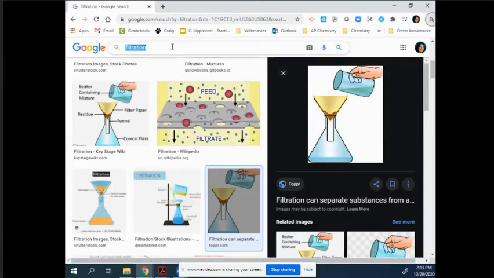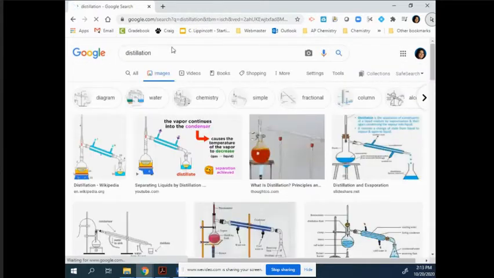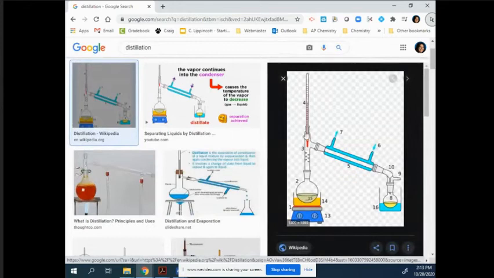When we talk in terms of, I think distillation was the next one that we were talking about. When we look at a distillation apparatus here, you're going to have a solution down in here, 2 different solutions. One of them is going to have a lower boiling point than the other. So if you heat this up, one of them will boil before the other. It'll then capture the gas from that.